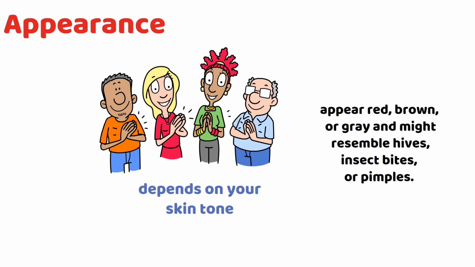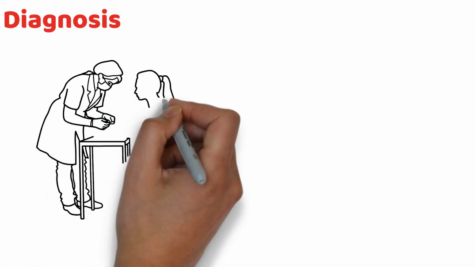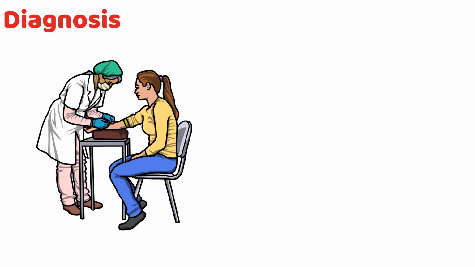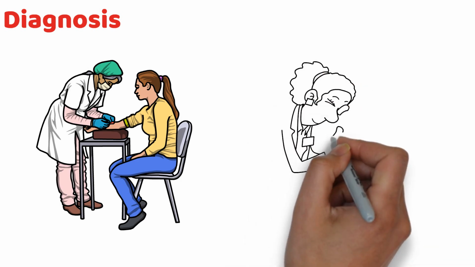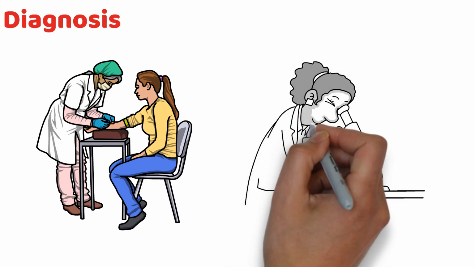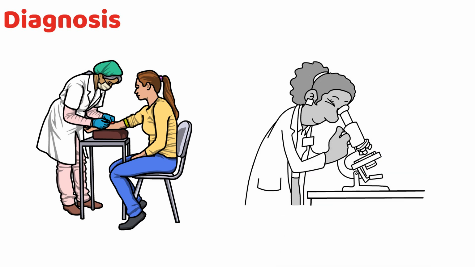So how can scabies be diagnosed? A healthcare provider can diagnose scabies by examining your skin and taking a sample to look at under a microscope. The sample is usually taken by scraping the skin or using a needle to remove a mite from its burrow, then checking for mites, eggs, or feces.